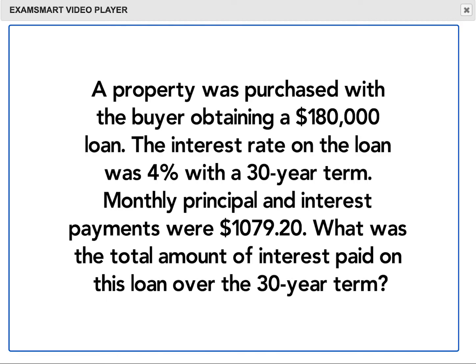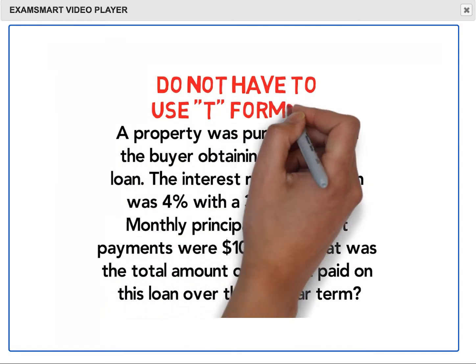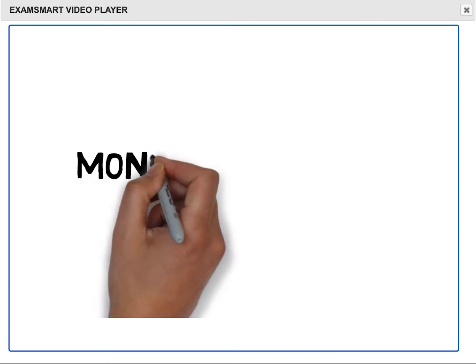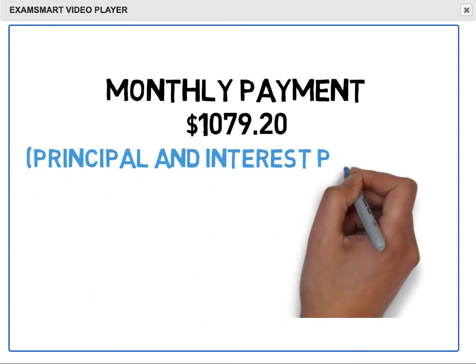Let's say a problem says that a property was purchased with the buyer obtaining a $180,000 loan. The interest rate on the loan was 4% with a 30-year term. Monthly principal and interest payments were $1,079.20. What was the total amount of interest paid on this loan over the 30-year term? This is the one time we do not have to use a T. Let's look at the monthly payment of $1,079.20, which represents the principal and interest payments.